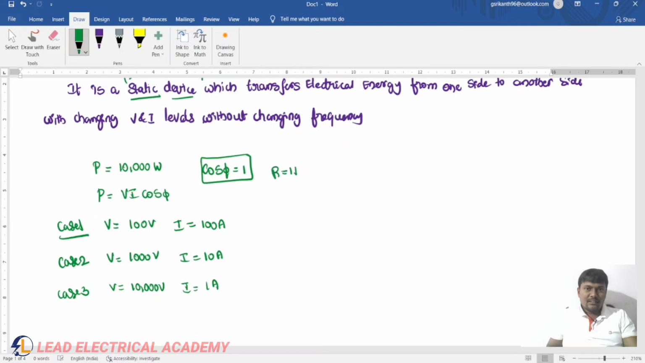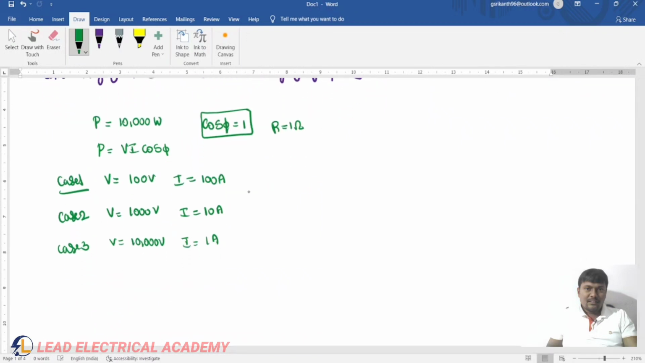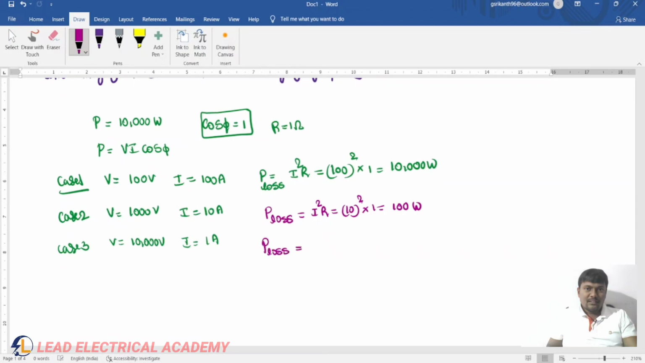Let us assume the resistance of the line is also 1 ohm. That means the resistance of the winding is 1 ohm. The power loss formula, that is copper loss, is I square R. In case 1, 100 square into 1, that is 10,000 watts. But in the second case, power loss is I square R, that is 10 square into 1, which is equal to 100 watts. In the third case, 1 square into 1, which is equal to 1 watt.